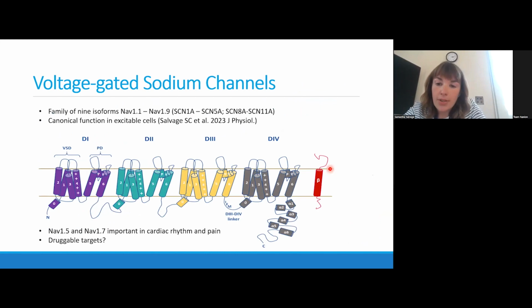So voltage-gated sodium channels comprise a family of 9 isoforms. They're typically found on excitable cells, such as the heart and in the brain, where they control the influx of sodium ions in a voltage and time-dependent manner, which is crucial to the action potential. They comprise one long single polypeptide organized into 4 domains, domains 1, 2, 3, and 4, each consisting of a voltage sensing domain, segments 1 to 4, and a pore domain, segments 5 and 6. All of these are tethered together via extracellular and intracellular loops.